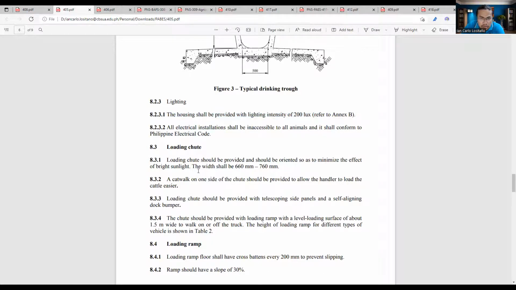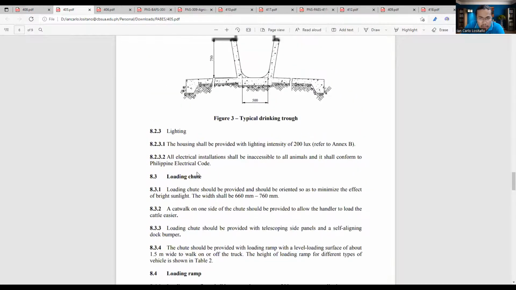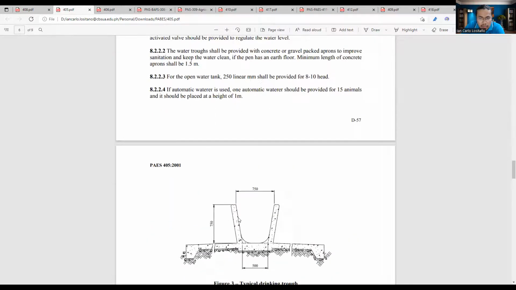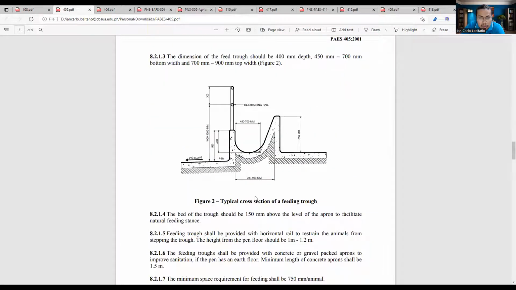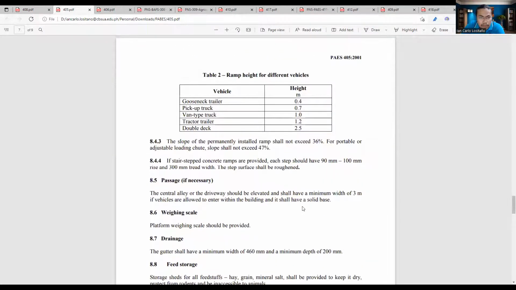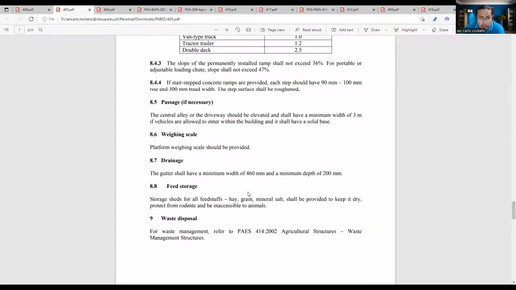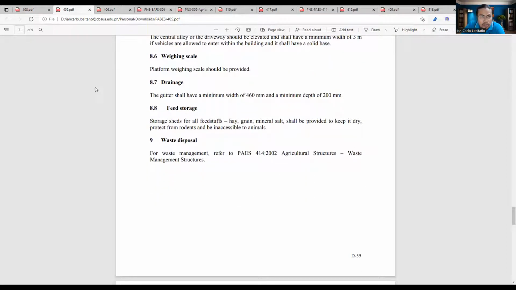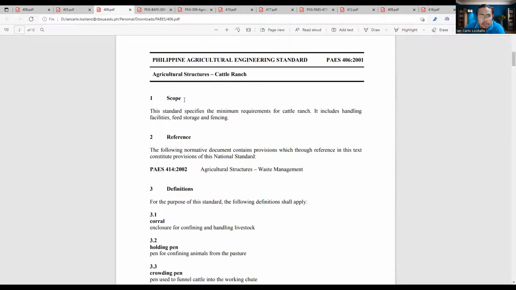There's a difference, I think, in the dimensions of the feeding trough. This is shorter in height and smaller in dimensions along the width of the trough and the height as well. But for the others, they are very much the same. So let's proceed now to the next building or structure.